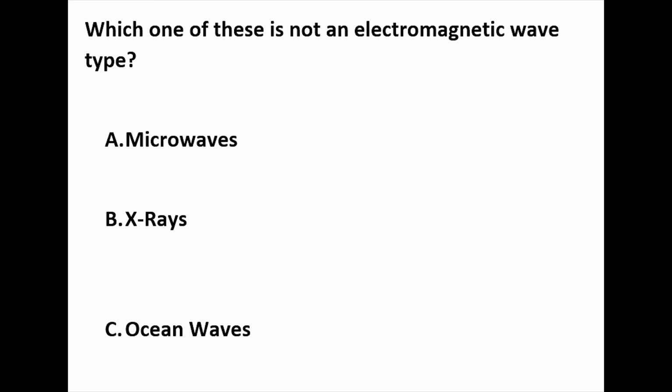Okay, so the first question is, which one of these is not an electromagnetic wave type? The answers are on screen. I'll give you a few seconds. You might want to pause the video maybe. Alright, so the answer to this one was C, ocean waves. If you got it right, good job. If you didn't, then not great, I guess.